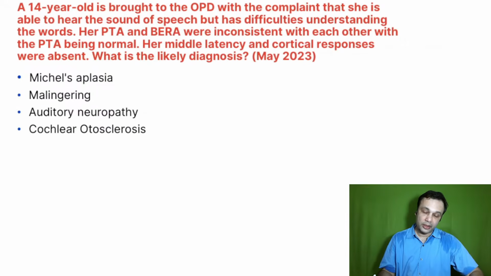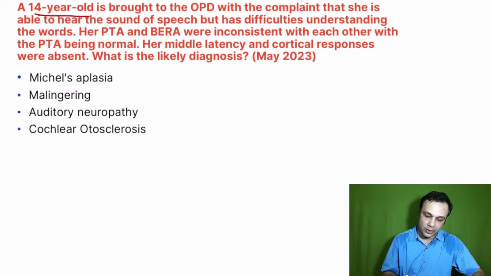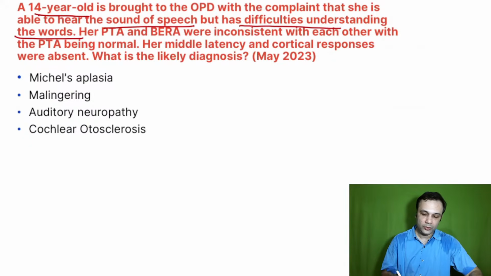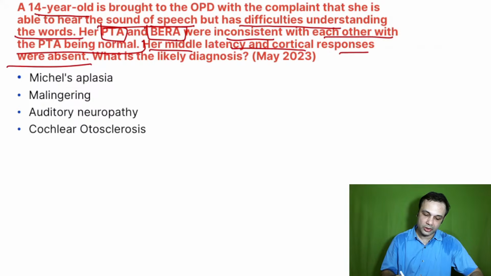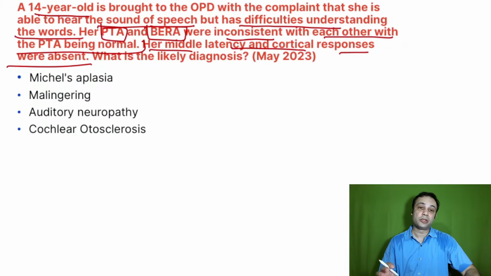Let's look at this particular question. A 14-year-old is brought to the outpatient clinic, able to hear the sound of speech but has difficulty in understanding words. The PTA and BERA are inconsistent with each other. The pure tone audiometry is normal, but middle latency and cortical responses were absent. So what is the likely diagnosis? This has got to be something to do with the nerve.